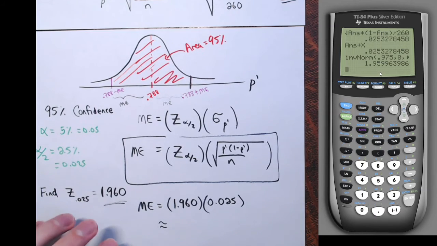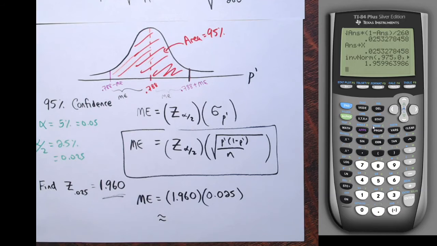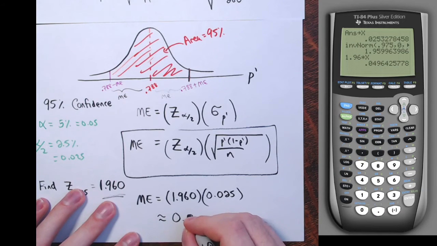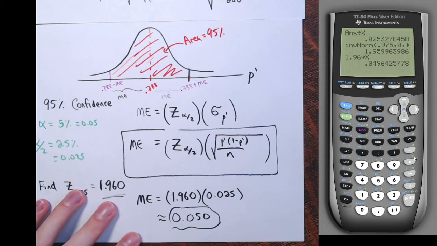And to three decimal places, right? So again, I'm just going to keep this the way it is. You know what? I'll do 1.96. I'll use the value they gave me on the chart. So 1.960 times, and then my standard deviation, which I called x, this 0.025. And it's approximately 0.0496, which to three decimal places would go 0.050. There's the margin of error.